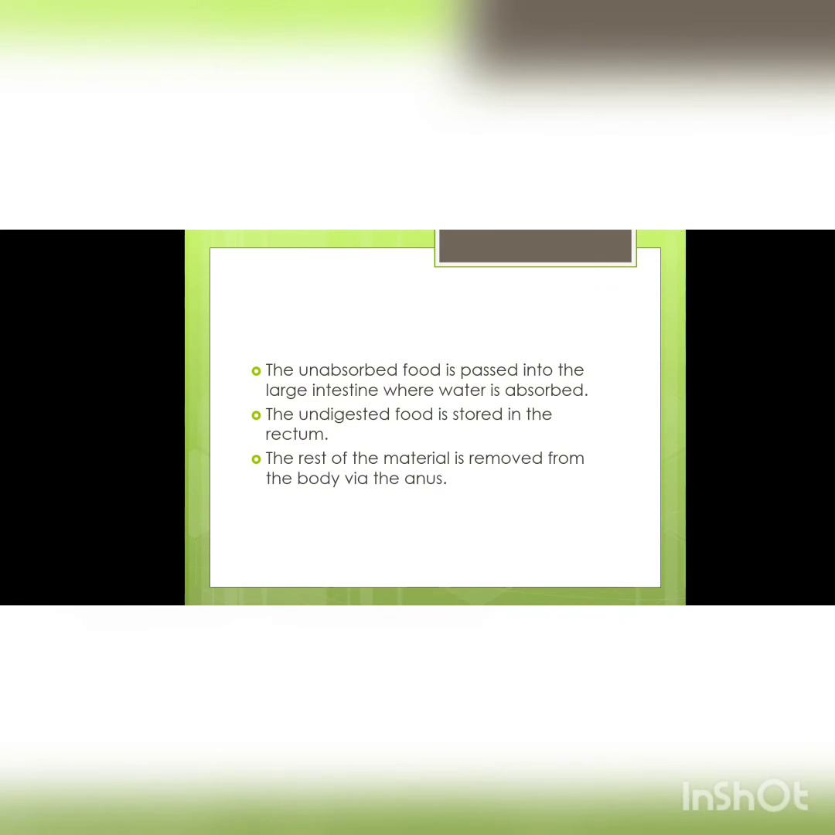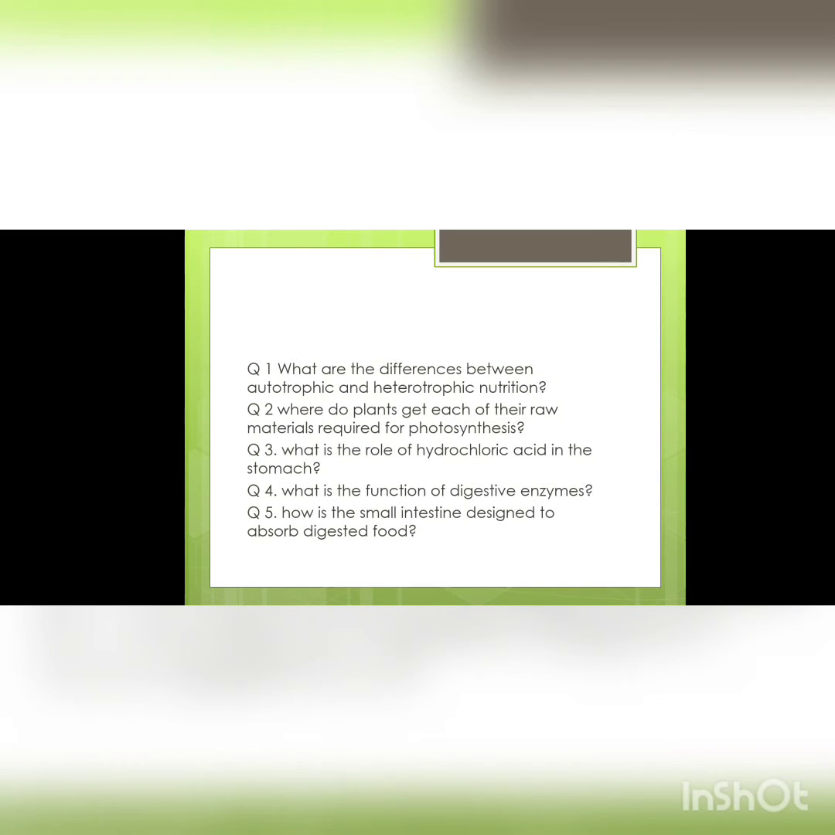The unabsorbed food is now passed to the large intestine where water and some salts are absorbed. The undigested food is stored in the rectum. The rest of the material is removed from the body through the gut.